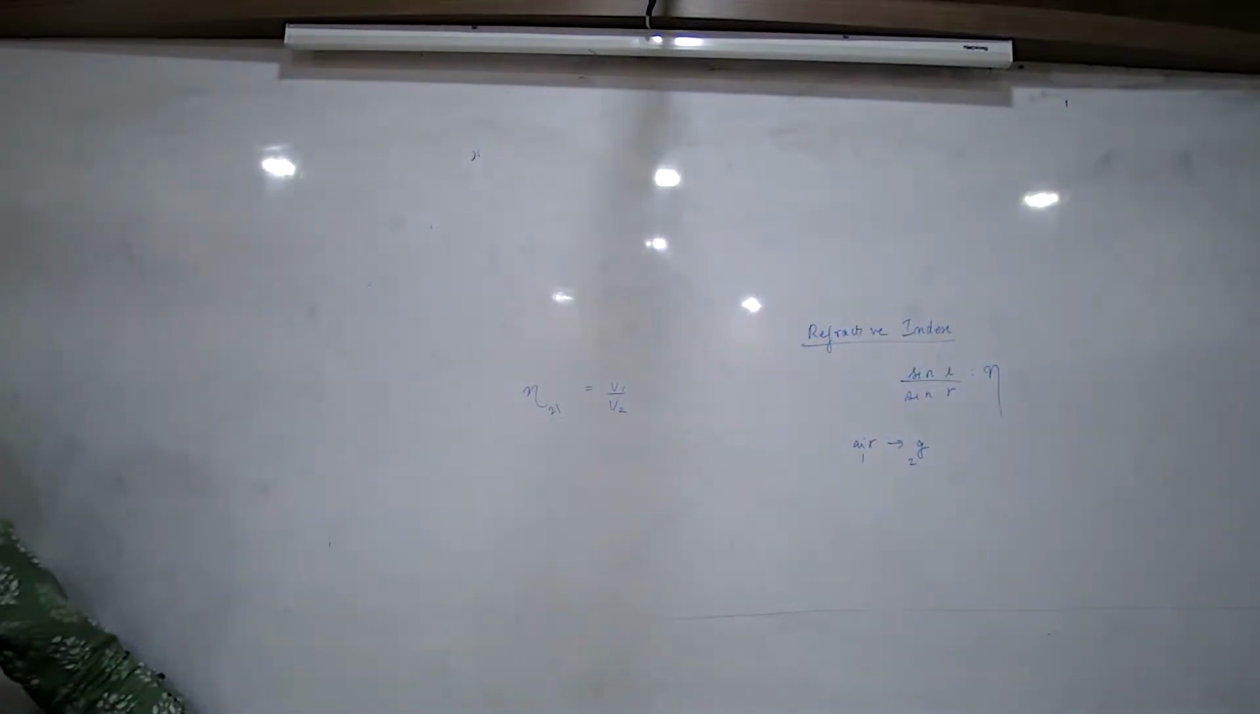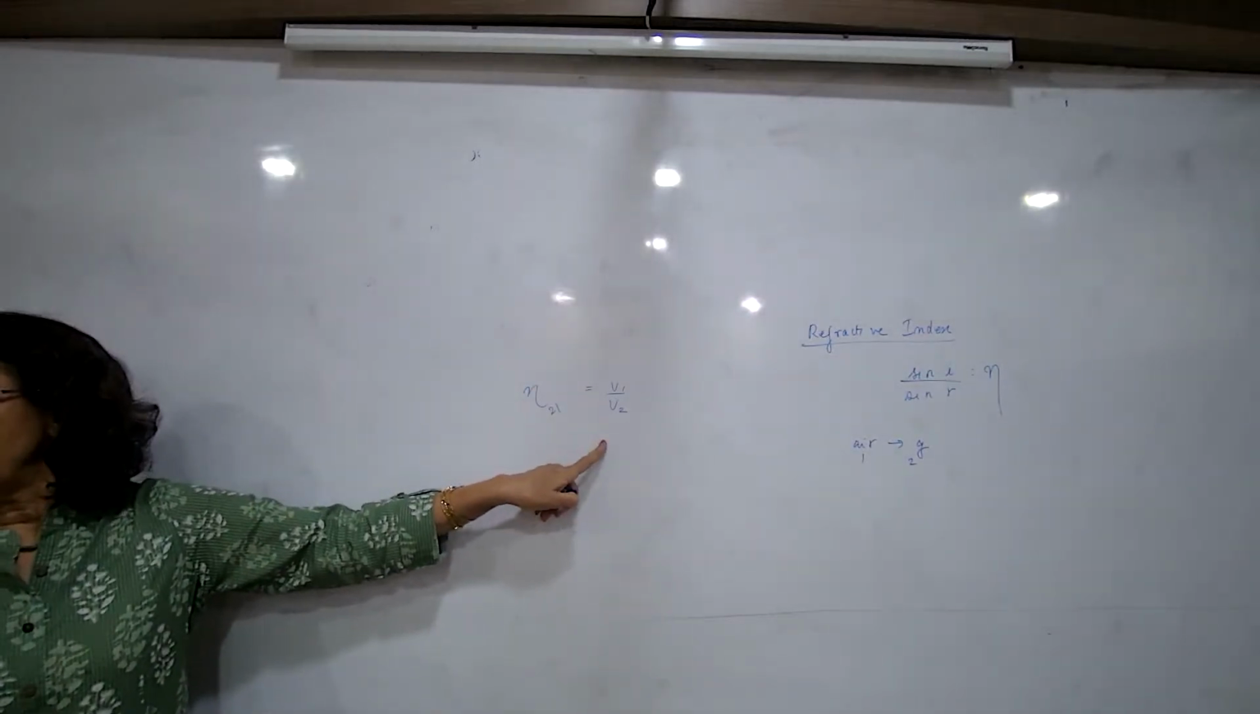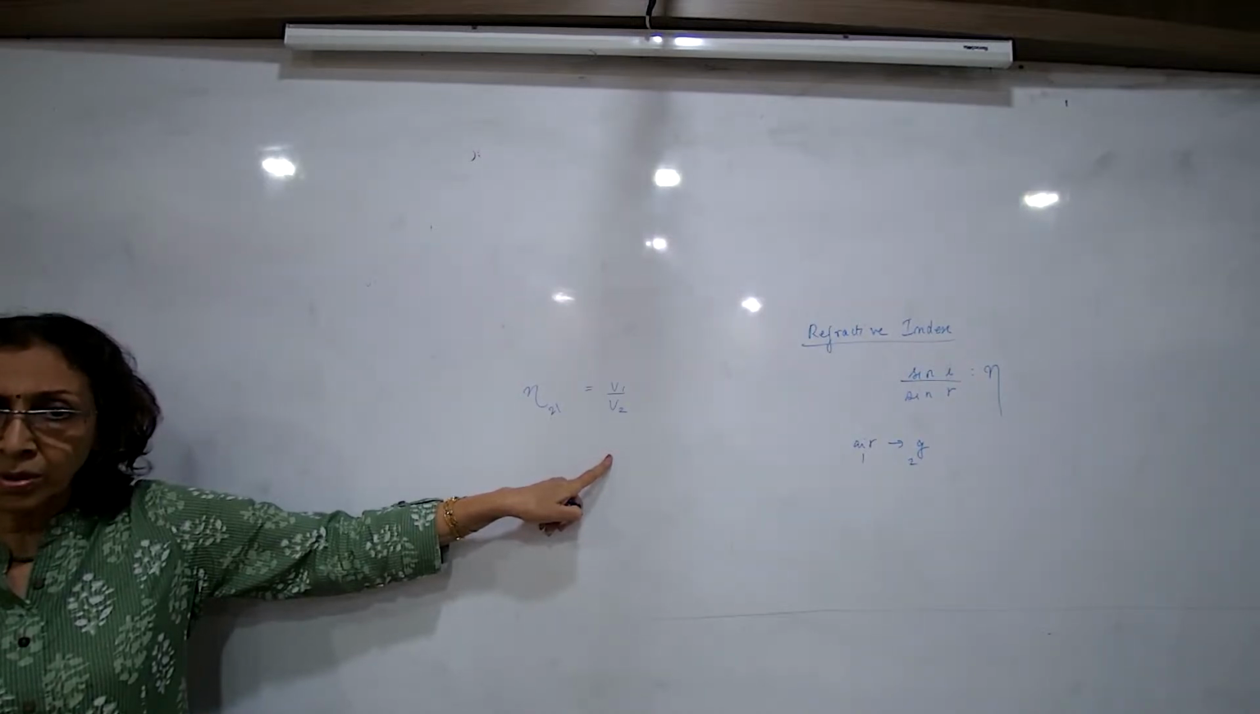What does V stand for? It is velocity. So it is the velocity of light in the first medium compared to the velocity of light in the second medium. What is the first medium? Air. And what is the second medium? It is nothing but glass. Is that okay? Did you understand?